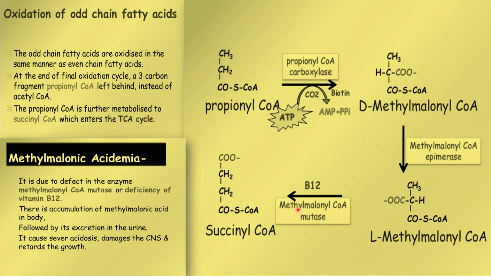Then in the presence of the methylmalonyl coenzyme A mutase enzyme, and vitamin B12 is also required as a coenzyme, this entity is converted into succinyl coenzyme A by simple shifting of this carboxyl group from the second position to the third position. So this is the structure of succinyl coenzyme A.